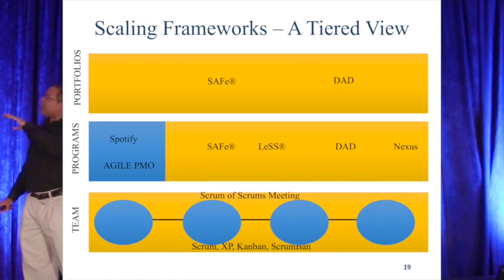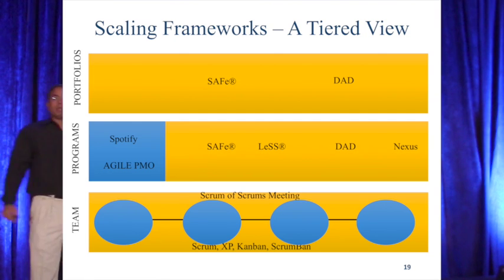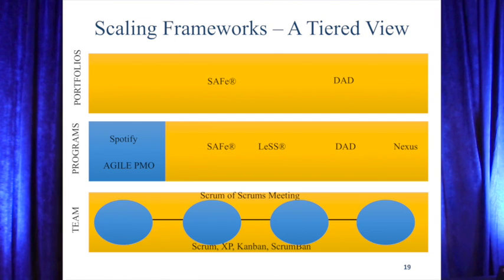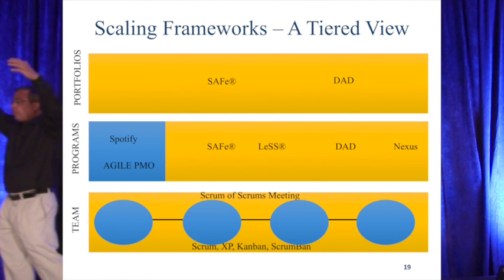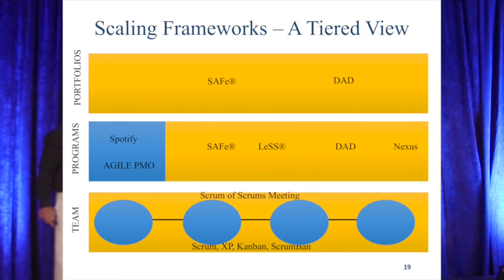And then at the program level, we start to see these scaling methods show up. You have Scaled Agile Framework, large-scale Scrum, DAD, which stands for Disciplined Agile Delivery, and something called Nexus. Put all of these together, and they have some program techniques. There's also an Agile Program Management Office, and they find that Spotify, the music company, has a scaling technique as well. One level up, above multiple programs, you can pull them together in a portfolio, and SAFe and DAD both have techniques over there.